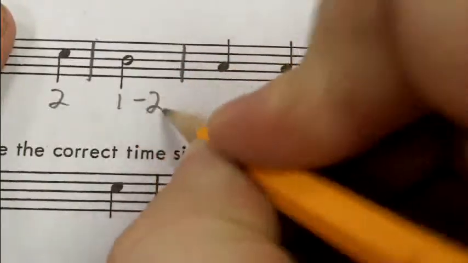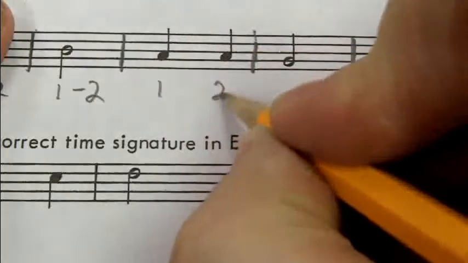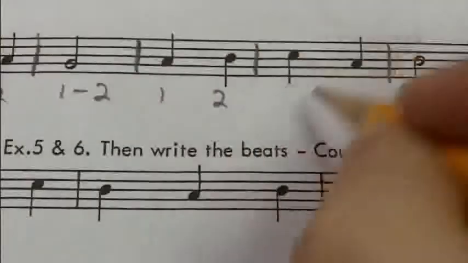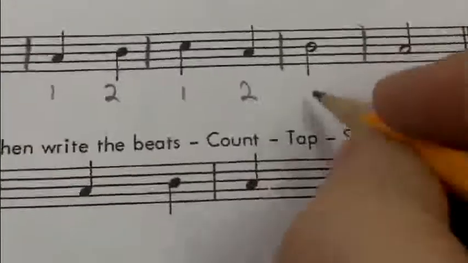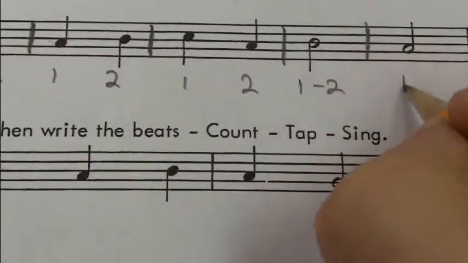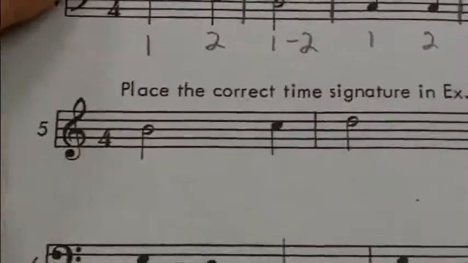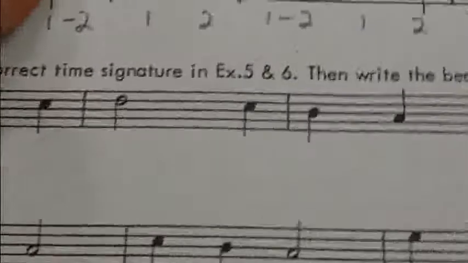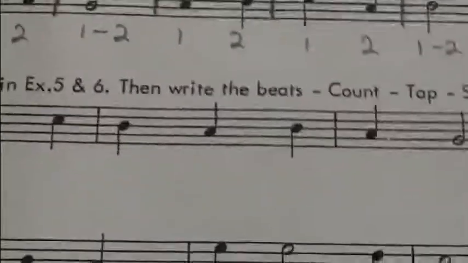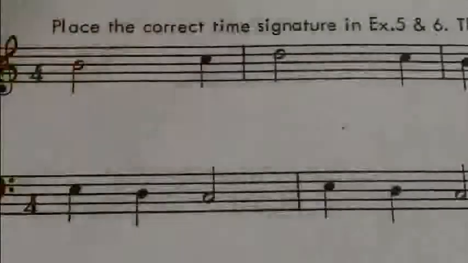1, 2, 1 dash 2, 1, 2, 1 dash 2, 1, 2, 1, 2, 1 dash 2, 1 dash 2. Alright, now number 5. Place the correct time signature in exercise 5 and 6. Then write the beats, count, tap, and sing.